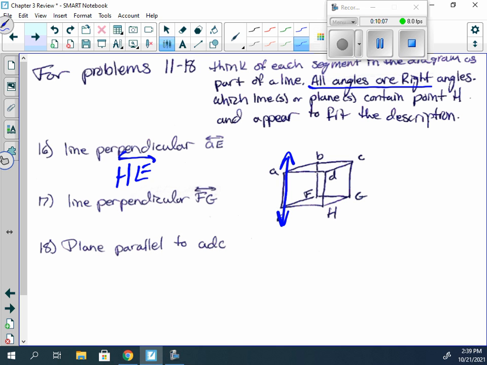Perpendicular means they intersect at a right angle. Now, it's told to us all angles are right angles for this here. So any two lines that intersect would be perpendicular. Any other questions on this here? Yeah, what plane 18? Plane parallel to ABC.